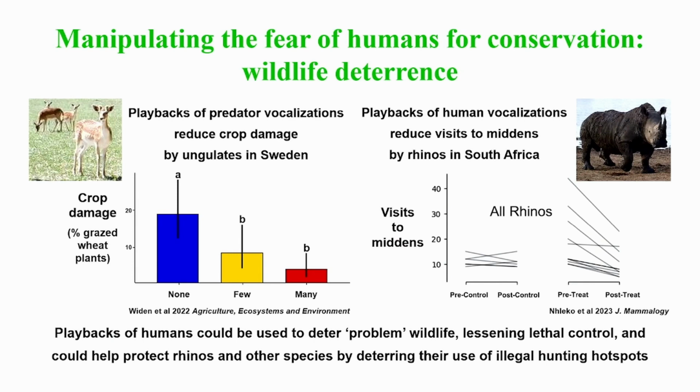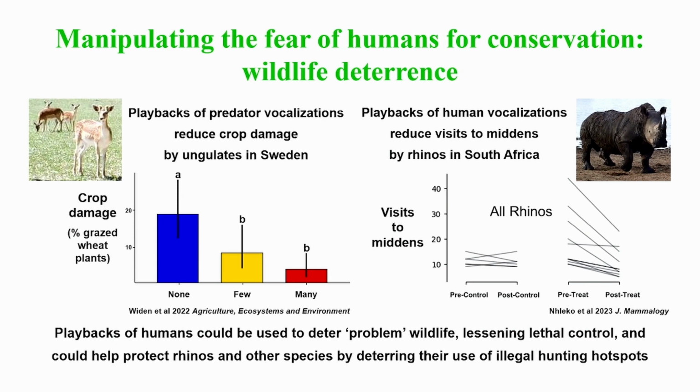Now, turning to applications, we and others have begun experimentally testing the feasibility of manipulating the fear of humans for conservation in the context of wildlife deterrence. In the experiment on deer in Sweden I mentioned previously, we demonstrated that playbacks of predator vocalizations significantly reduced crop damage and could thus be used to deter problem wildlife, thereby lessening lethal control. In a recent experiment in which Sam Ferrara and Adrian Schrader collaborated, they showed that playbacks of humans reduced visits by rhinos to middens in the same way we demonstrated that human playbacks deterred them from using water holes, pointing to playbacks of humans potentially being used to help protect rhinos and other species by deterring their use of illegal hunting hotspots.